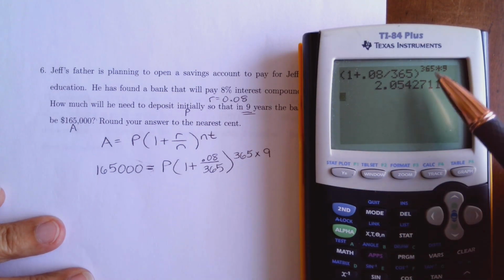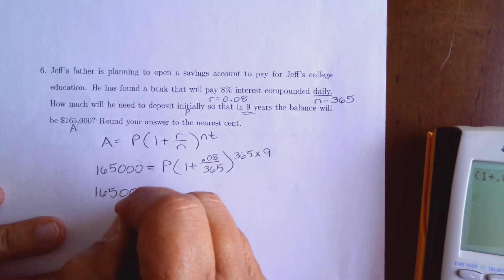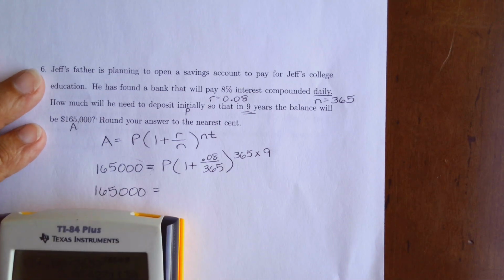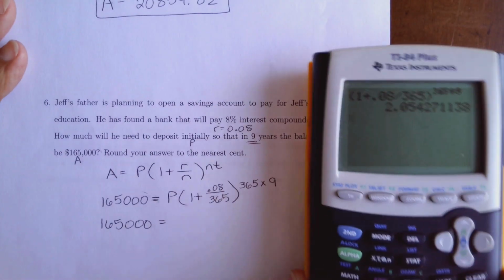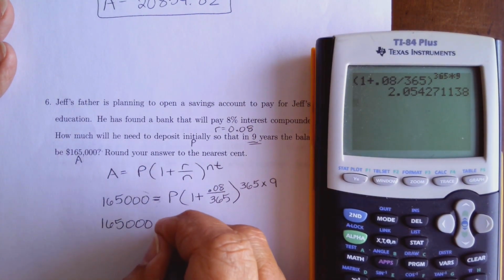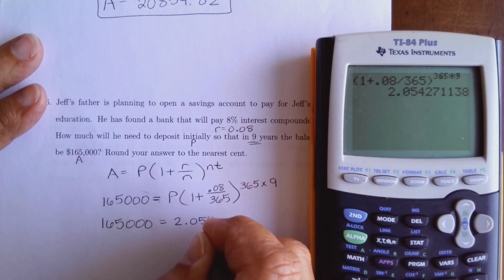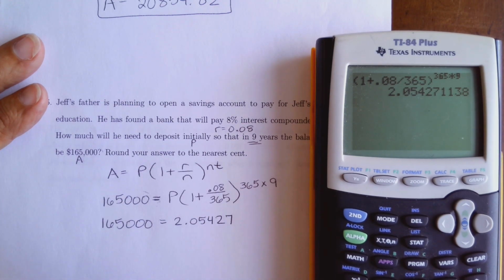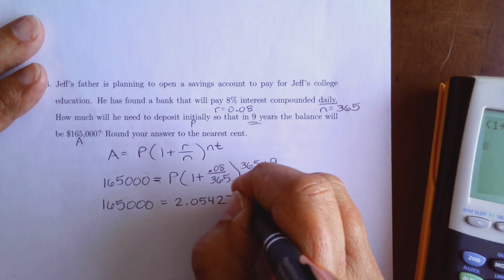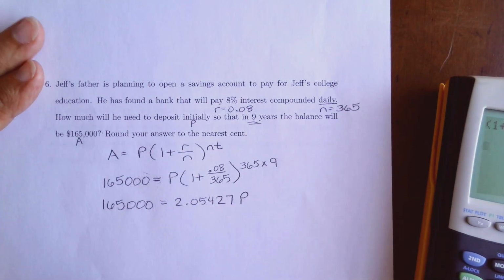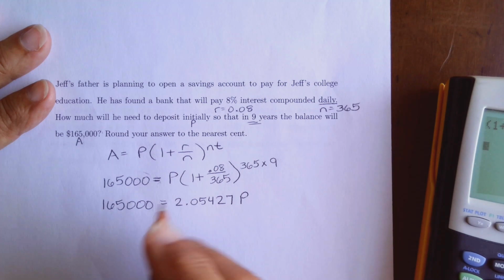I'm going to go out 5 places. So I've got 165,000 equals, no, I can't see that over there. Put it over here for you. So that's 2.054. You don't want to round too much. If you round too much, you're going to get the wrong answer. So I'm going to go out at least 5 places. Leave that in your calculator though. So we get 2.0547 times P, right? I'm just going to put the P at the back. It's just like a 3x, right? So to solve for P, we're just going to divide both sides by this number.